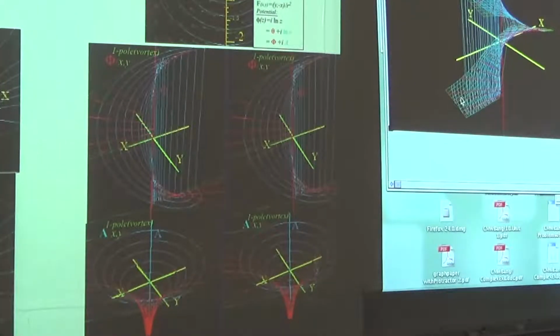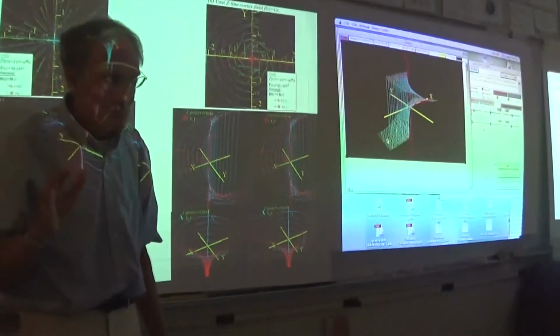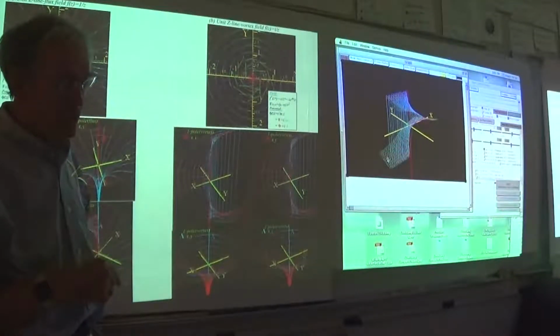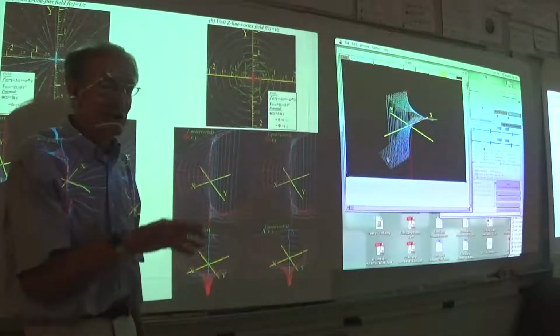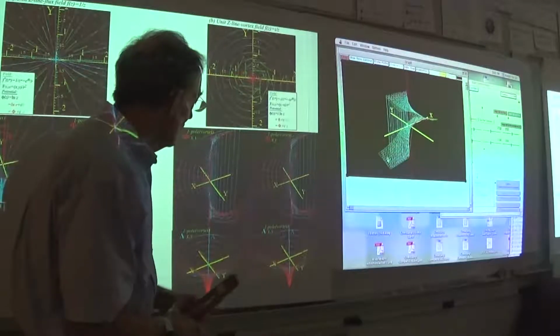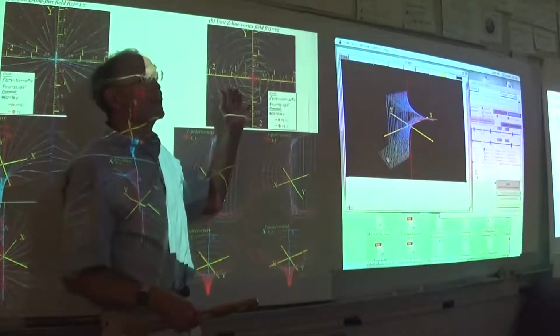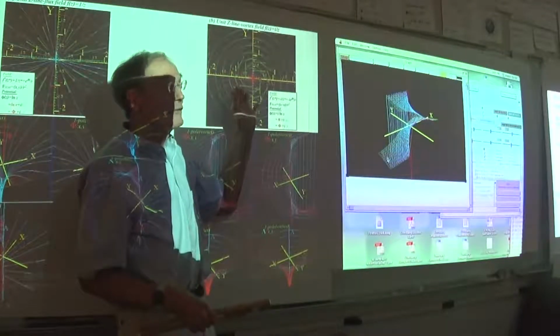I think we have enough time to show some movies. We have to hear from the physics girl. She's done a beautiful job of showing vortices in the swimming pool. So we'll get to that in just a minute. But the vortices that we're talking about are vortices that have zero curl around them. That's very strange.